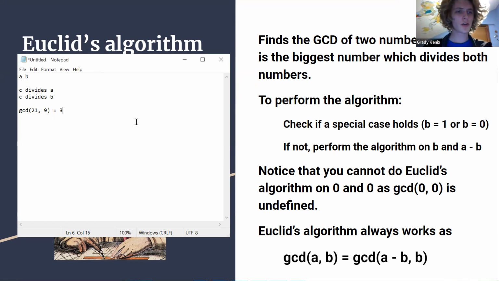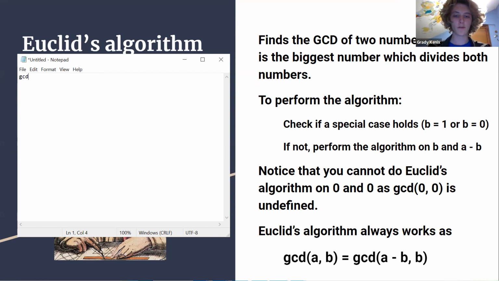So anyway, Euclid's algorithm: we compute this GCD. The whole point of Euclid's algorithm is to compute a GCD. A greatest common divisor, by the way, is what the acronym stands for. So enough about what the greatest common divisor is. Here's how you perform the algorithm.